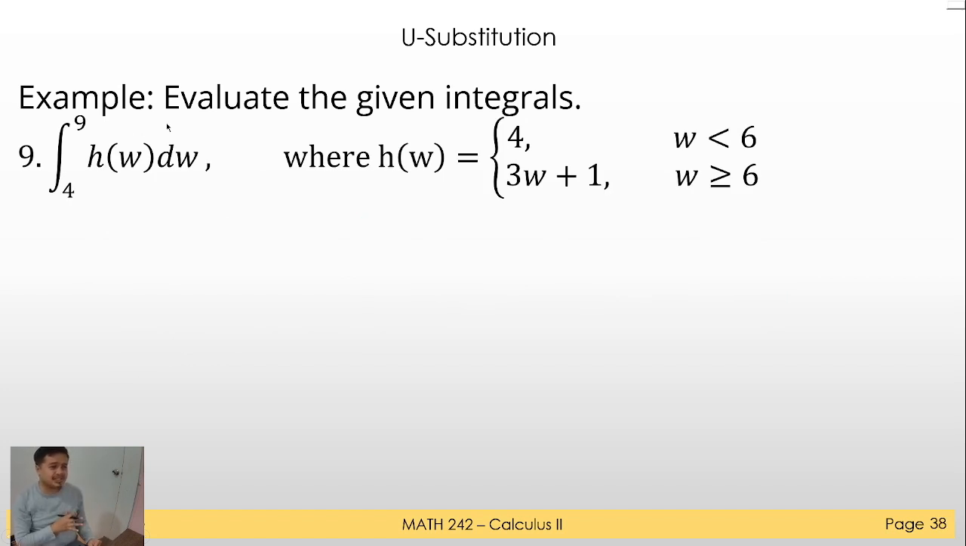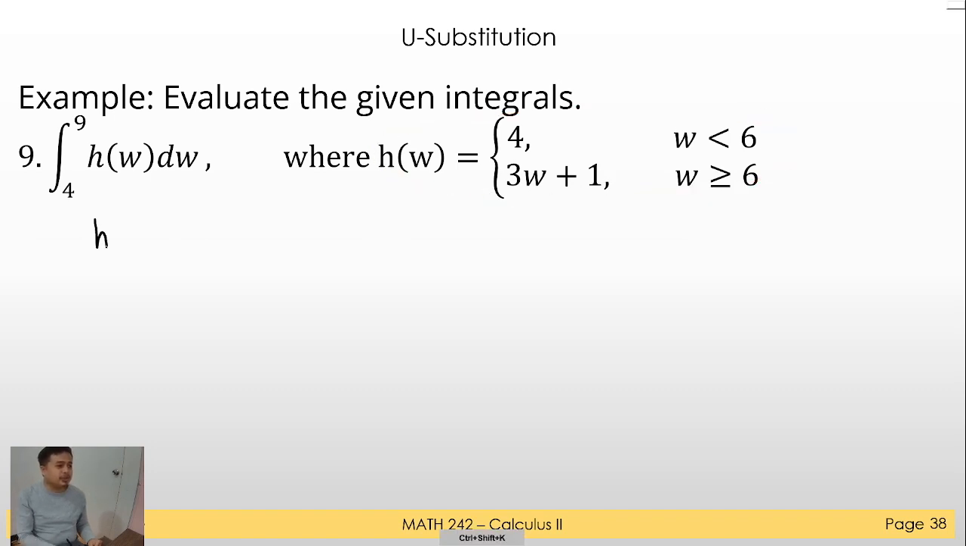Now what is this? We have this given function h of w, and the definite integral of h of w from 4 to 9, wherein h of w is a piecewise function. A piecewise function means it has a different function for a given interval. So for the interval here, we have 4. For the interval here, we have 3w plus 1. So how do we visualize this? Let's visualize first the function.